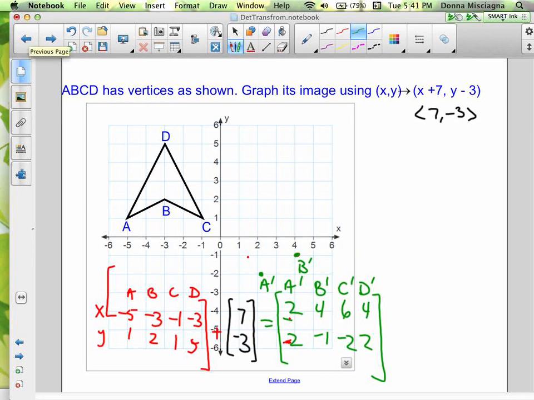And then we have 6 negative 2. Right there is C prime. And then 4, 2 is D prime. And then we'll connect. Make sure you connect them in order. Right? So A prime to B prime to C prime to D prime, and D prime goes back to A prime. And there we go. Right? So we've used a matrix, a vector, and a matrix to translate our figure. And that's the last one.